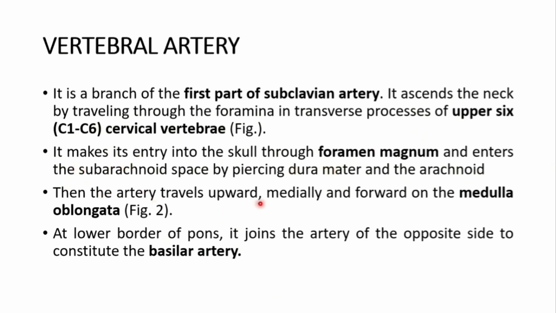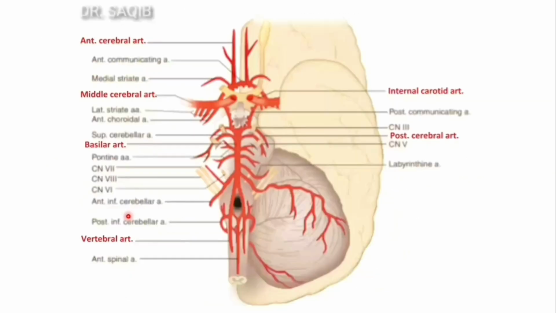Then the artery travels upwards, medially and forward on the medulla oblongata. You could see from the picture. This is the vertebral artery, right? And here it is going through that. This is the medulla oblongata. It's traveling in over there.